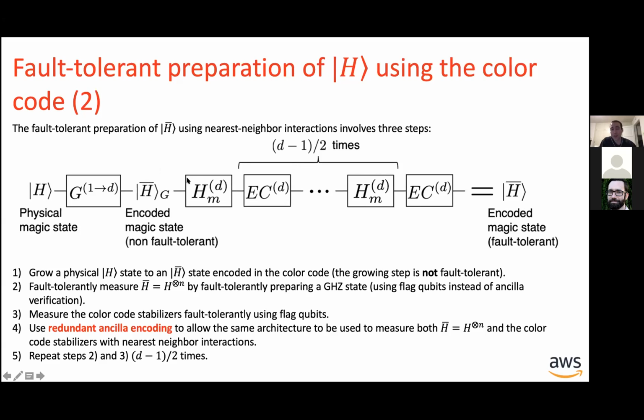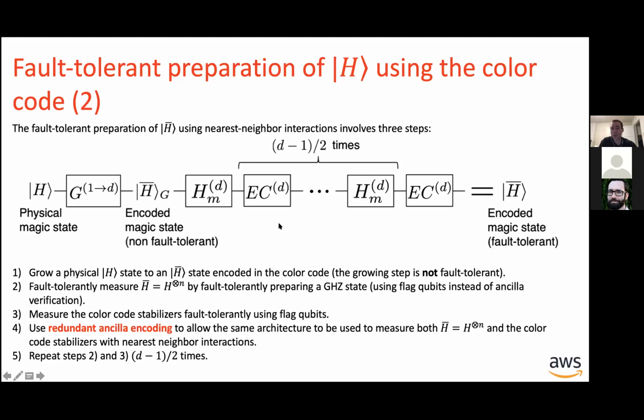And this process of measuring the Hadamard and then doing a round of error detection is going to be repeated (d-1)/2 times. And just to be very, very clear, the box here that you see, which is ECD, is one round of X and Z stabilizers. So we don't repeat the stabilizer measurements here. And similarly, HMD represents the circuit for measuring the logical Hadamard operator of the color code once. And so the sequence of Hadamard measurement and error detection is repeated (d-1)/2 times. And here d is the distance of the color code that we're using.